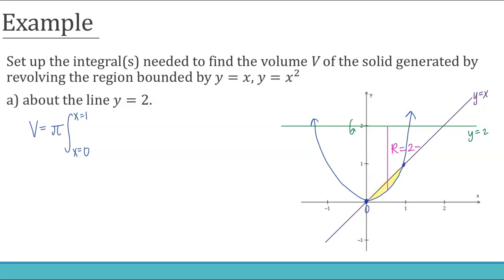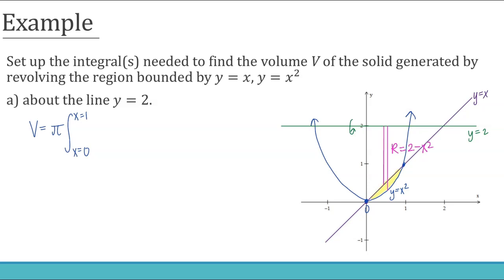A really good habit to start is to label the equation close to the graph, right? So that you can easily identify it. So we have 2 minus x squared is my big radius, and then my little radius.